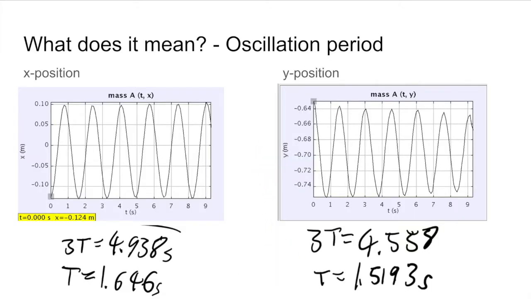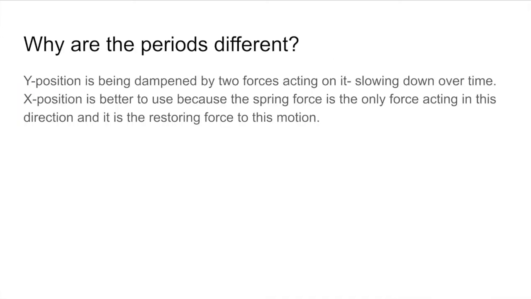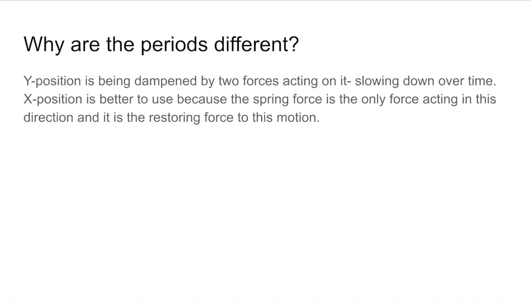When calculating the period of oscillation for the mass using the x position and y positions, I got two different answers for the time. The reason that there are two different answers depends on the forces acting on the object in each direction. In the x direction, the only force acting on the object is spring force, which is acting as a restoring force to the motion, keeping it constant. However, while the spring force is still the restoring force, the force of gravity is counteracting it, causing it to decrease in amplitude, as one can see from the graph.